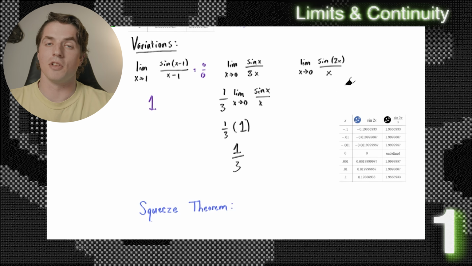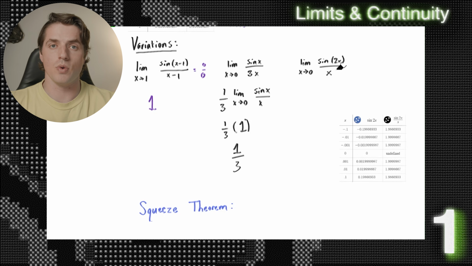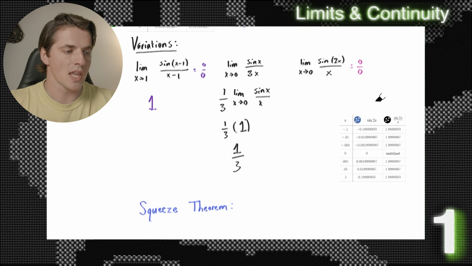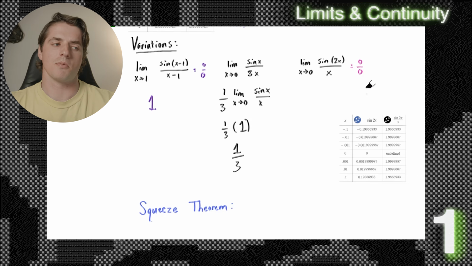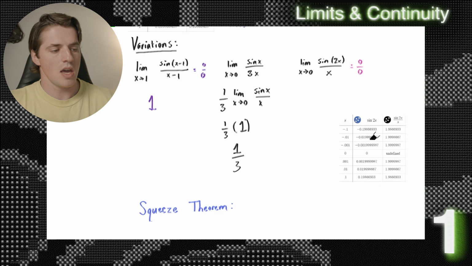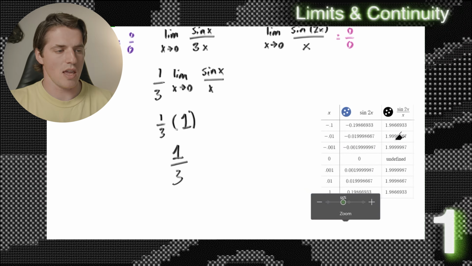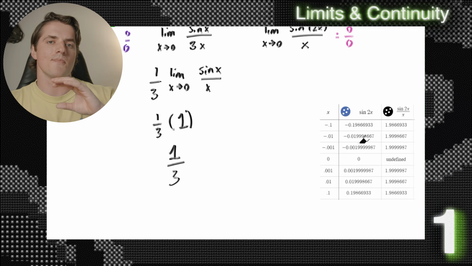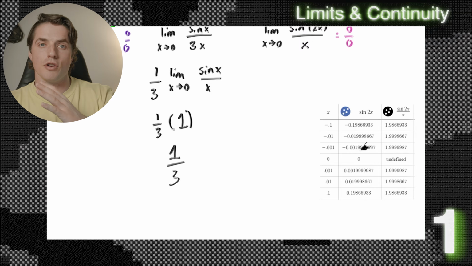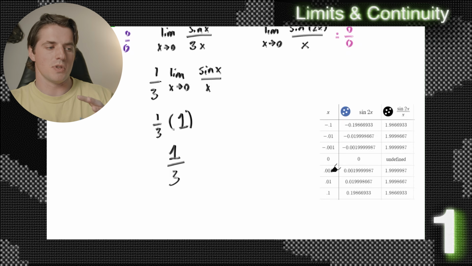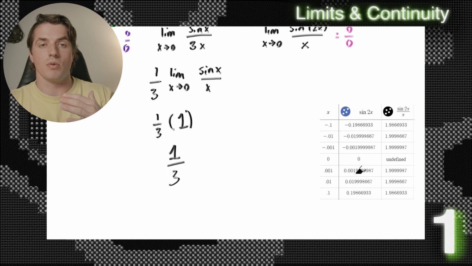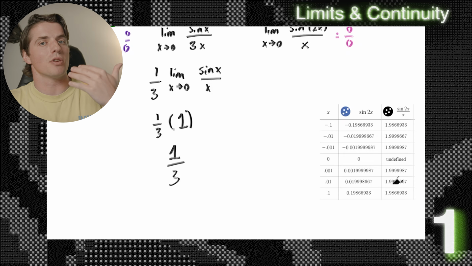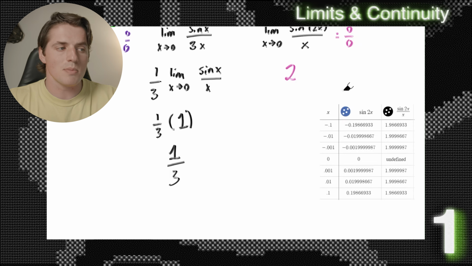Okay. Finally, we have the limit as x goes to 0 of sine of 2x over x. Once again, if we plug in 0, we'll have the indeterminate 0 over 0. And this one is a little more tricky, right? Because we can't just take the 2 out. But if we look at our table, we notice that sine of 2x is going to be a little bit larger than x. We have 0.001 for x, 0.001999. And when we divide these two, these values get really close to 2. So this limit is 2.